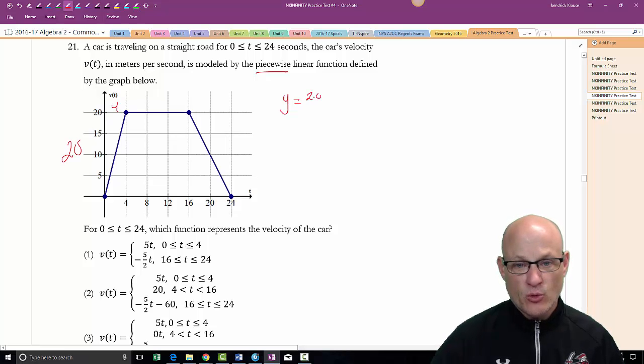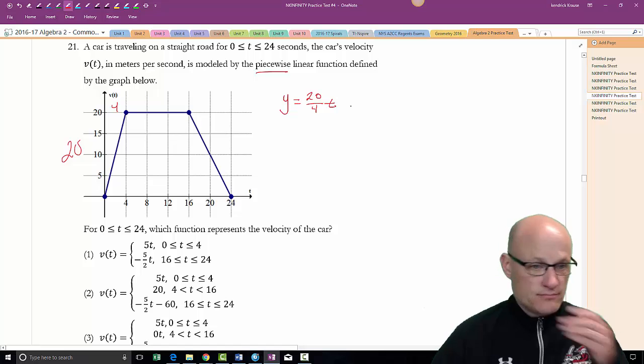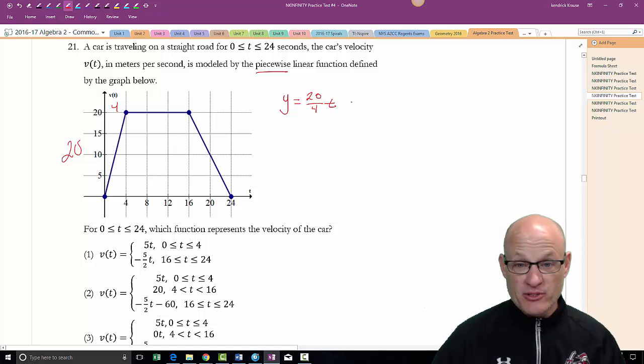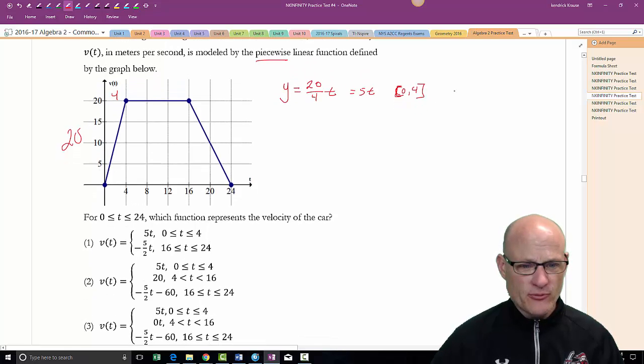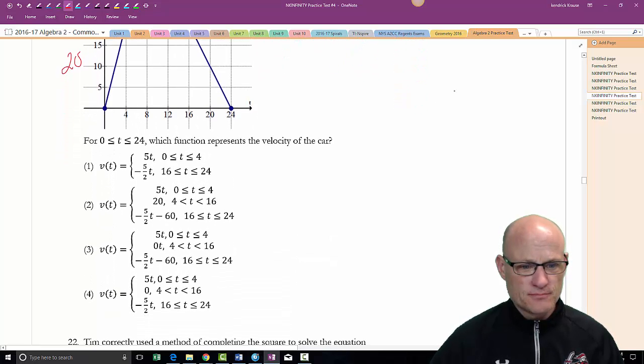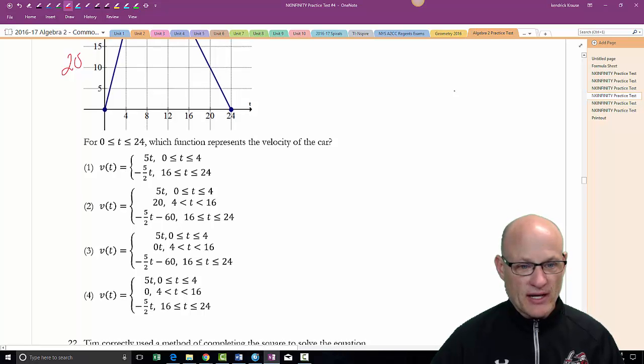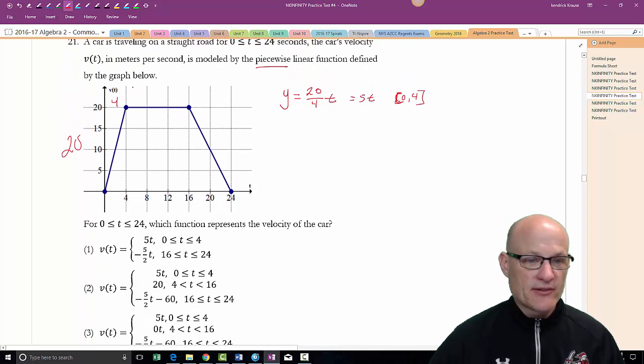20 over 4 t. I guess that's it. So that would be just 5t, right? So I'm looking for the first piece, 5t, but that's from 0 to 4. 5t from 0 to 4. Well, that sucks. They're all 5t, 0 to 4.